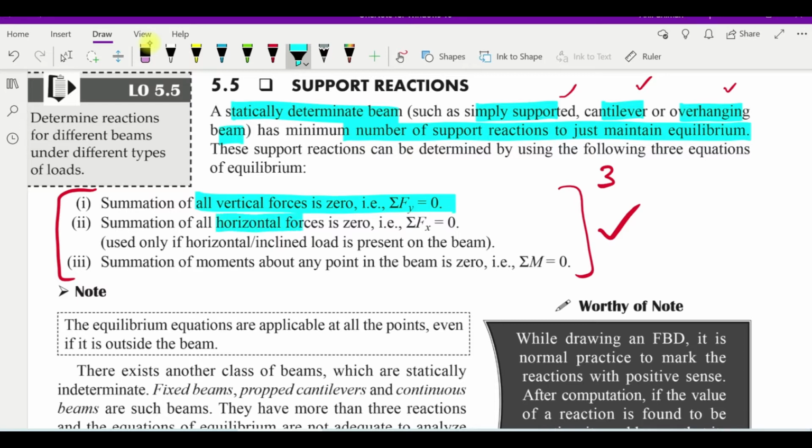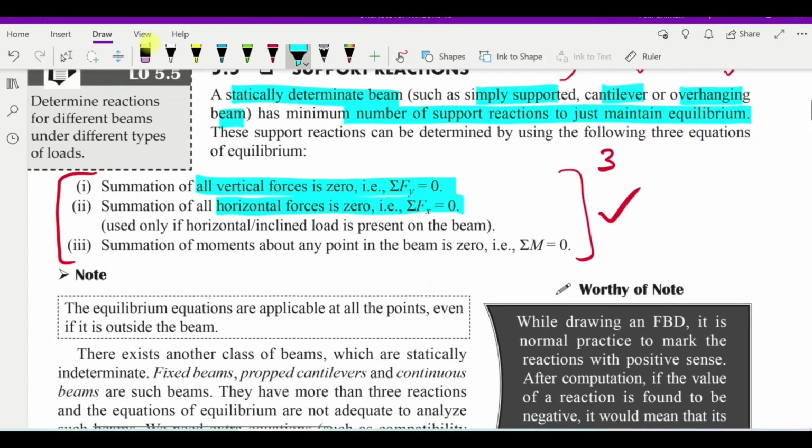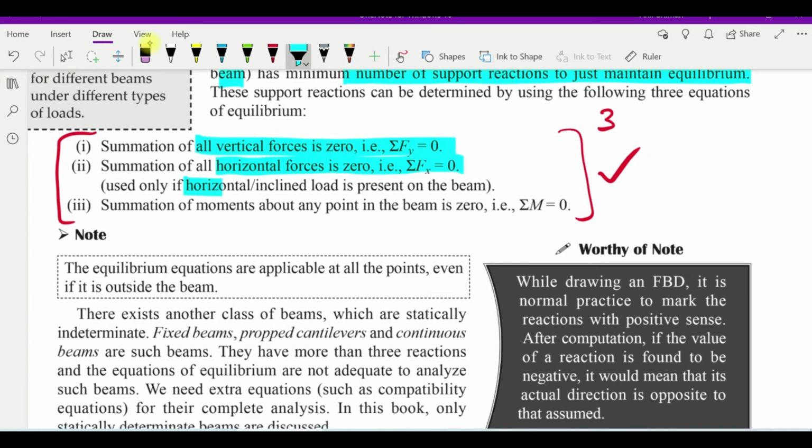The second equilibrium equation is summation of all the horizontal forces equal to 0. If we add up all the horizontal forces given in the beam and then put them equal to 0, we can find out any unknown left. Of course, it is used only when a horizontal or inclined load is present on the beam. A horizontal reaction will be developed only if such kind of loading is present.